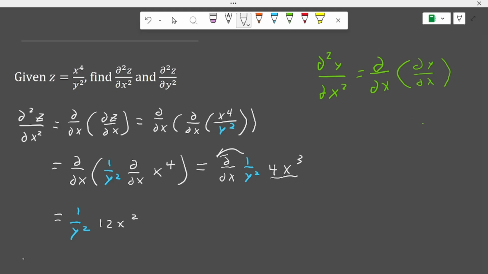And so writing this out fully, we will have that the double derivative of z with respect to x is equal to 12x squared over y squared.